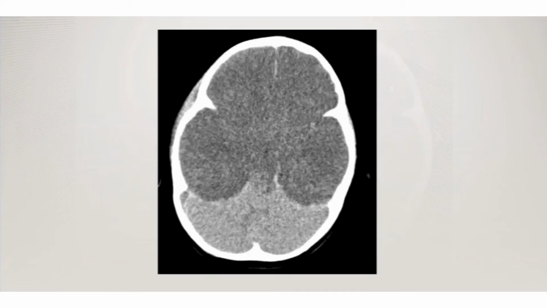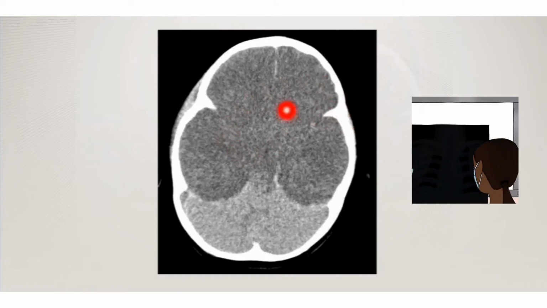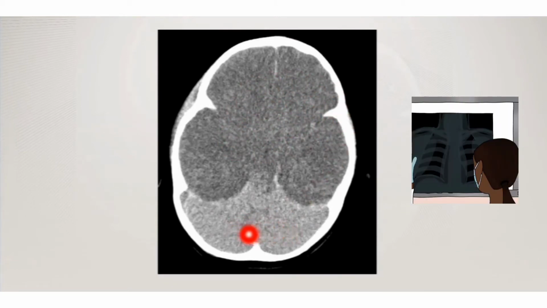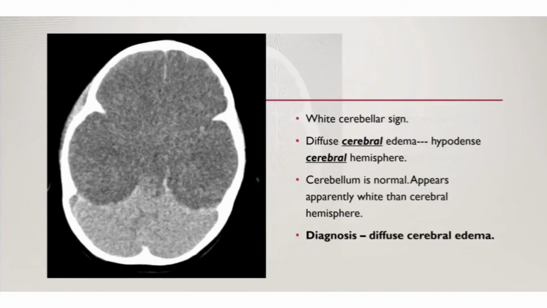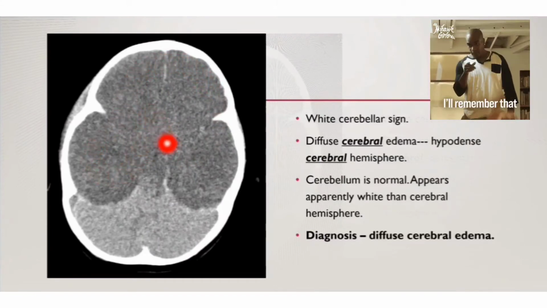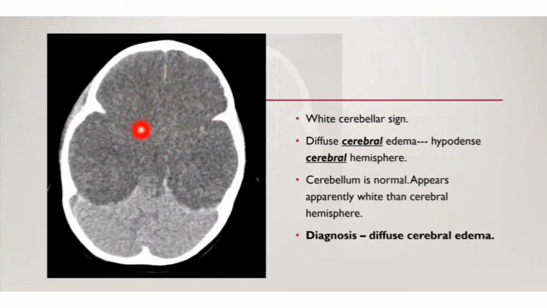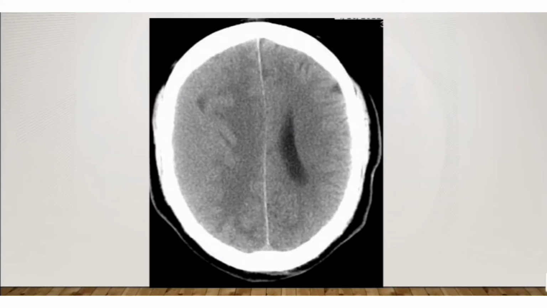Coming on to the next image, this appearance is called as white cerebellar sign. So the cerebral hemisphere is darker and the cerebellum is white. And the diagnosis is global cerebral edema. Just remember, the problem lies in the cerebral hemisphere, not in the cerebellum. Cerebellum is normal, but due to the global cerebral edema, the attenuation of the cerebral hemisphere is hypodense or darker than its normal attenuation.